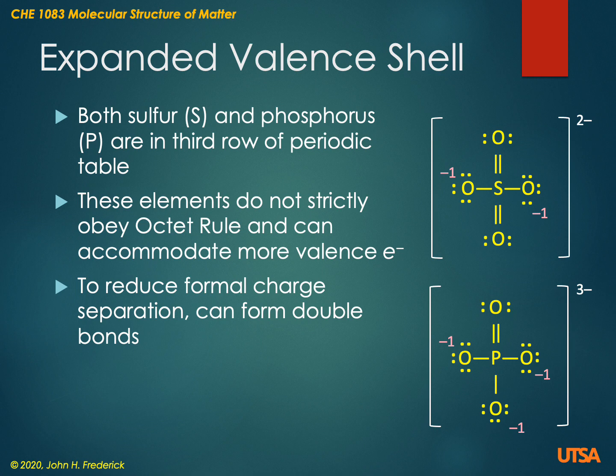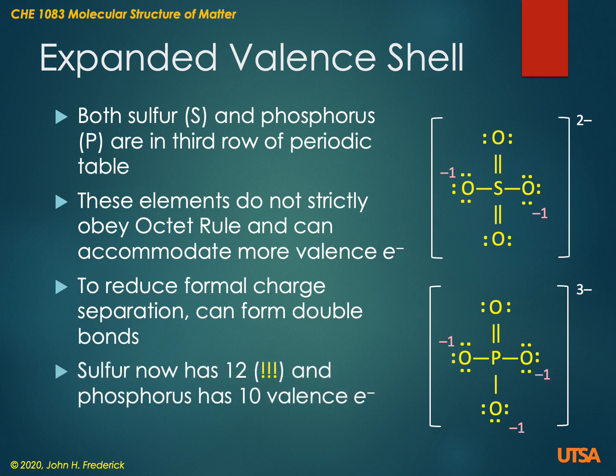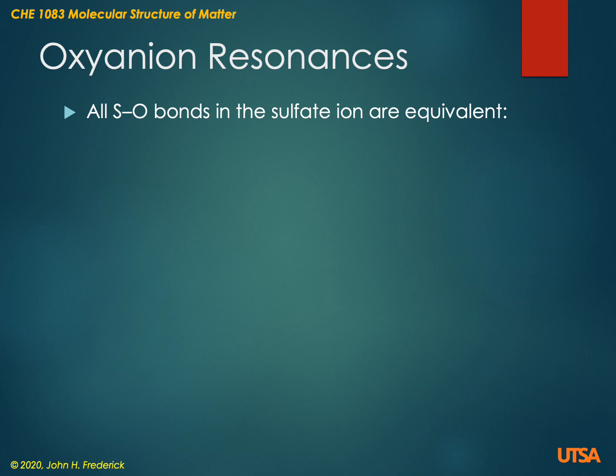So in both cases, there is a possibility using the expanded valence shell of these elements to form multiple bonds and reduce the number of atoms that have a formal charge. But now sulfur has 12 and phosphorus has 10 valence electrons, so clearly they have expanded their valence shell quite a bit. Okay, all of the sulfur oxygen bonds in the sulfate ion are found to be equivalent.